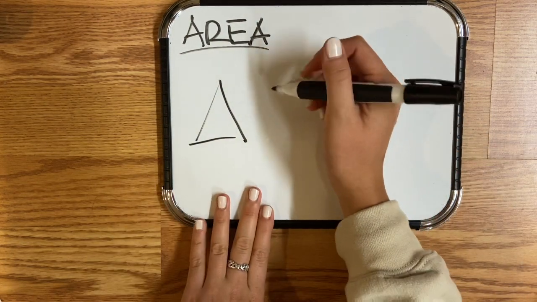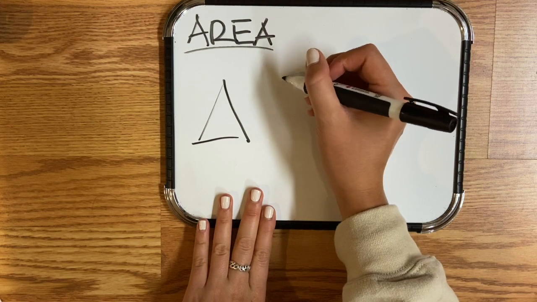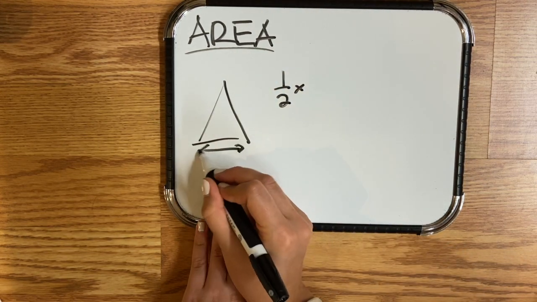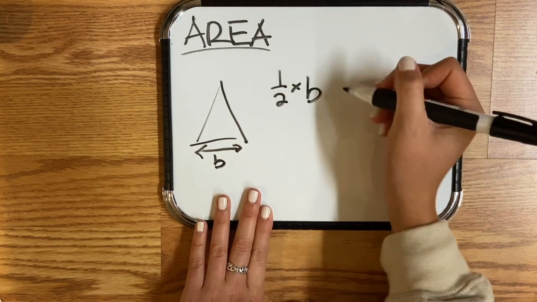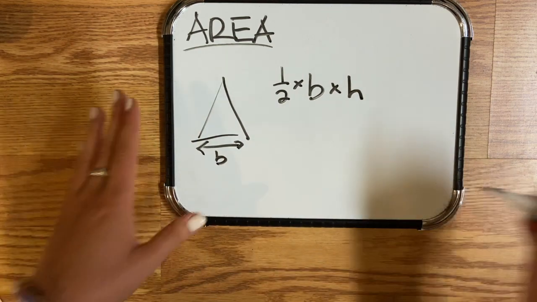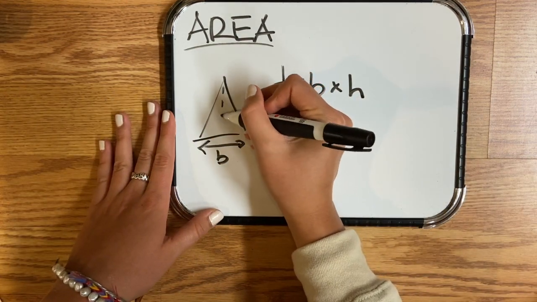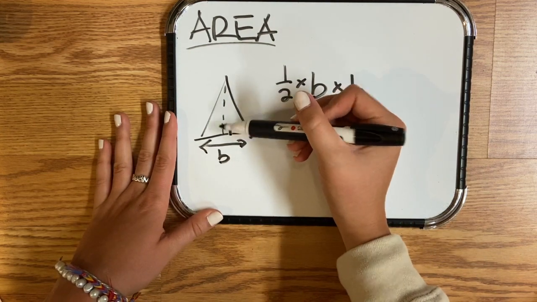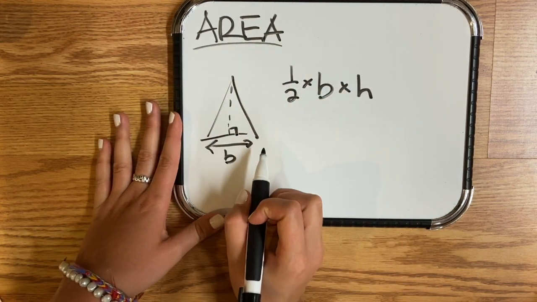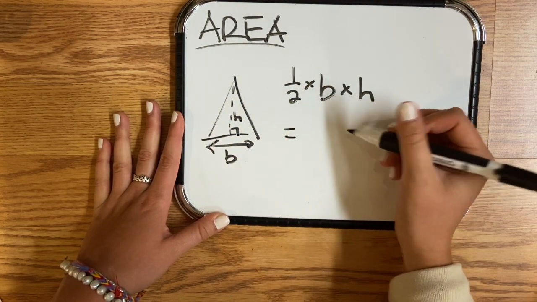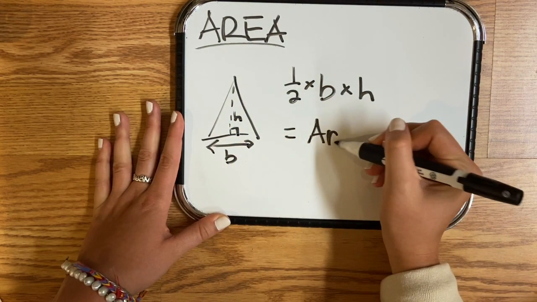Well, the equation for the area of a triangle is actually 1/2 times the base length of the triangle. This is B, times H. And you're like, what is H? Well, H is actually the height of the triangle. So when you drop a perpendicular line to the base, that will be your height. So when you multiply those three things together, you get the area of the triangle.